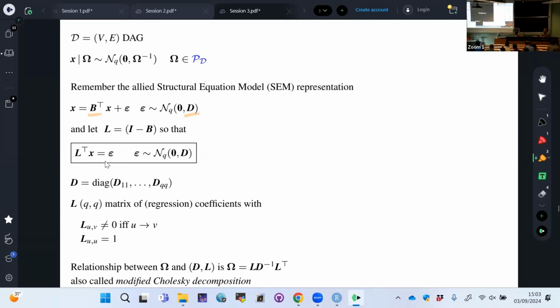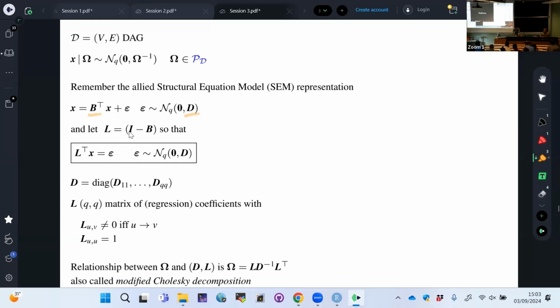Okay, so still in L, we can read exactly the constraints imposed by the DAG, because the UV element of L will be different from 0 if and only if we have an edge from U to V, while the diagonal elements of L are by definition equal to 1 since L is I minus B. So now we have all the diagonal entries equal to 1 and the off-diagonal entries different from 0 only if there is an edge between U and V, or to be more precise, from U to V.